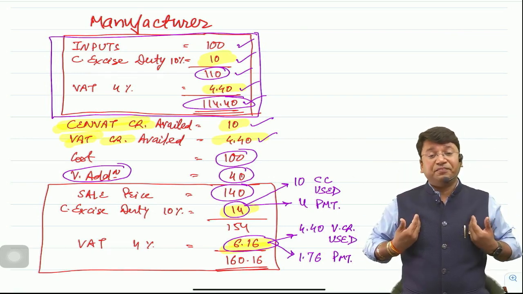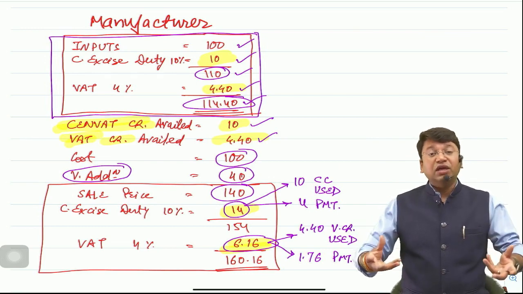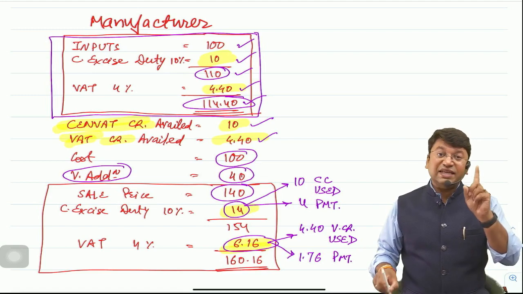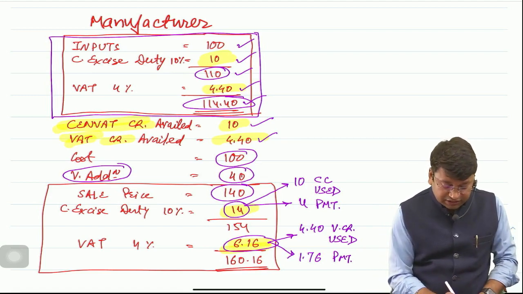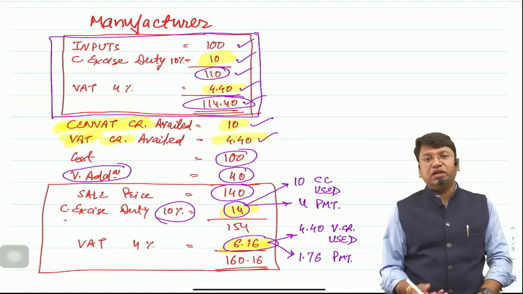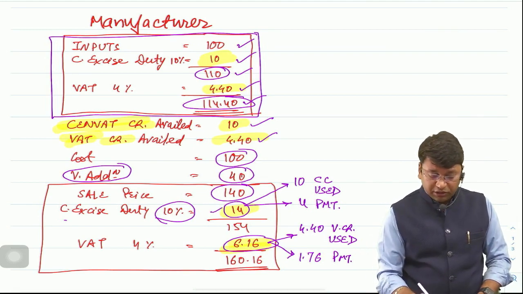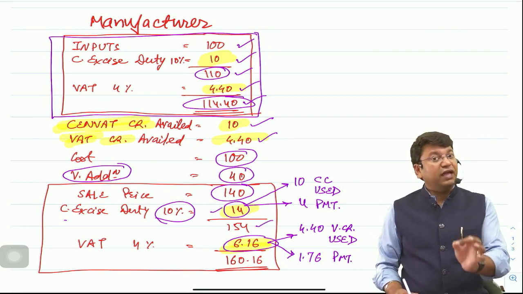Now since he has manufactured the goods, when he sells it, excise duty will be charged. Suppose the central excise duty rate was 10% only, so 140 into 10% comes to 14. So the total amount comes to 154.